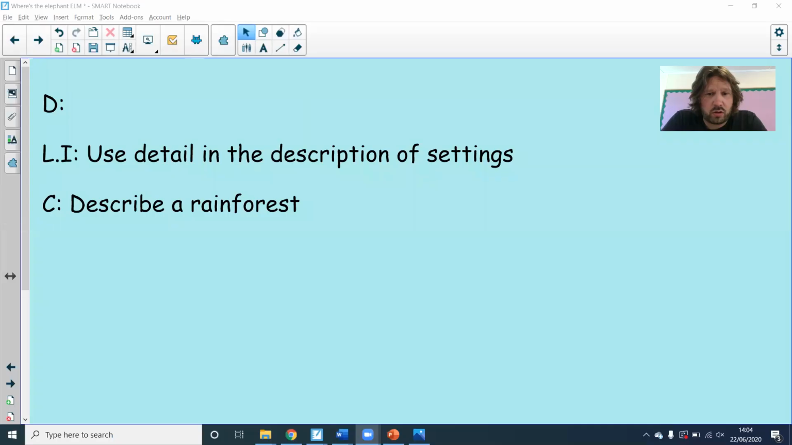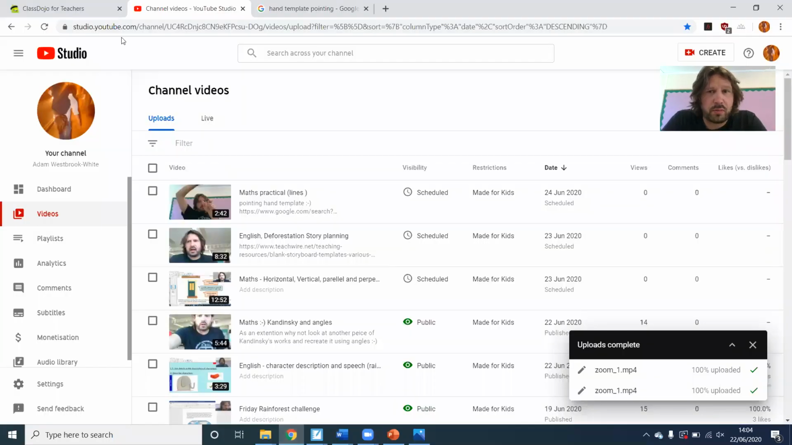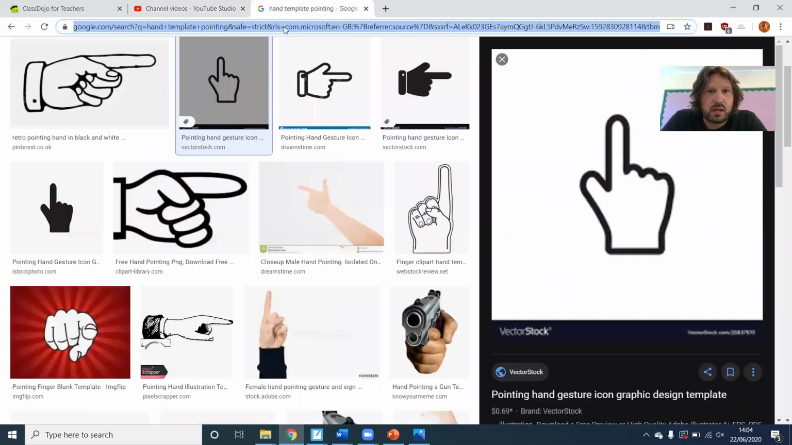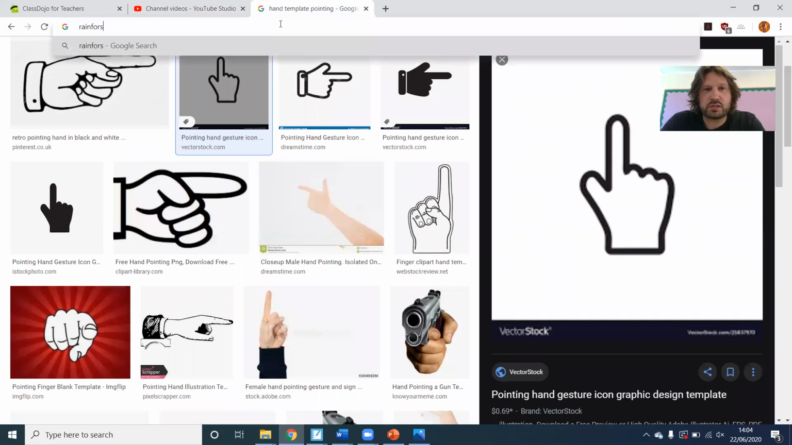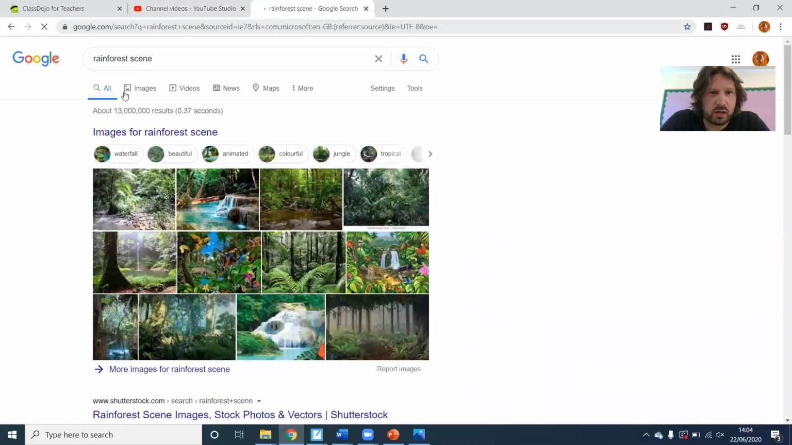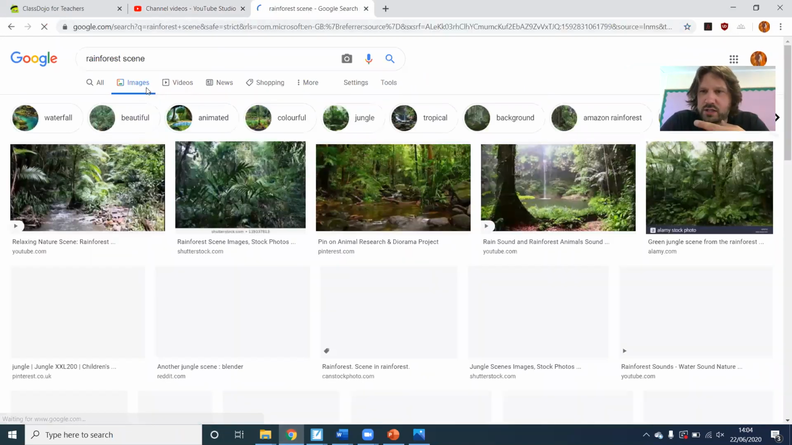So first of all, what you're going to need to do is look for a picture on the internet. It's just my Dojo page, sorry, from my last lesson. So rainforest scene, I'm going to put in. You can put in whatever you like. I'm looking for an image search.